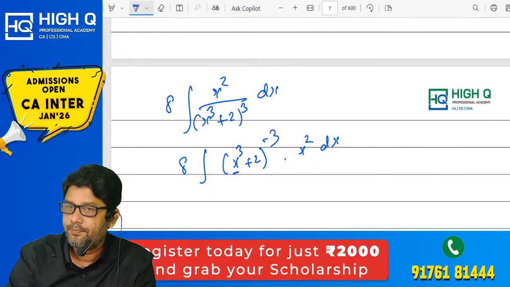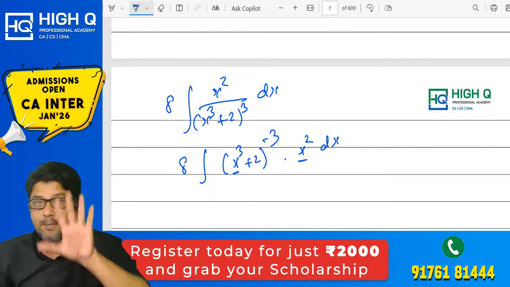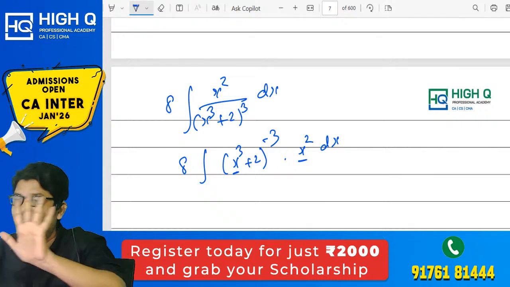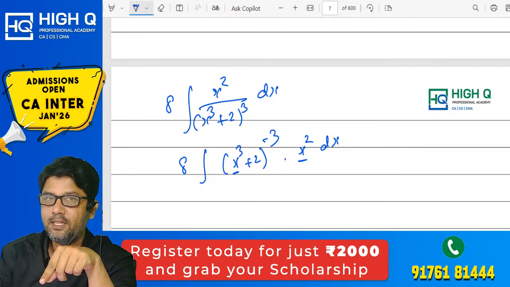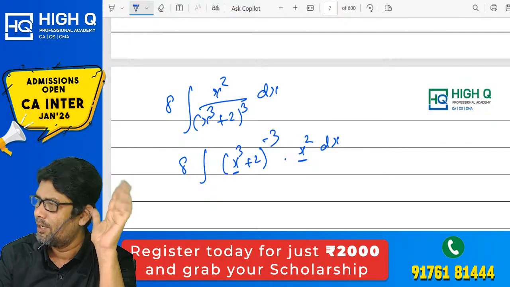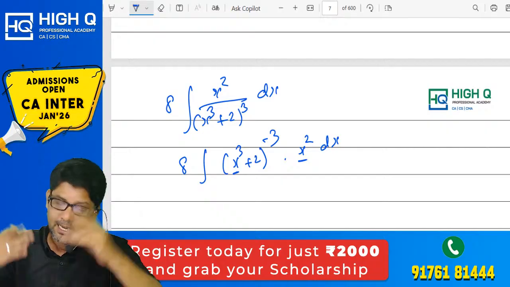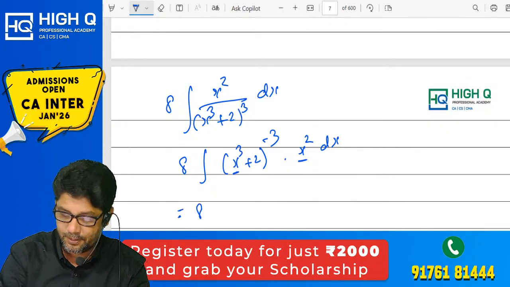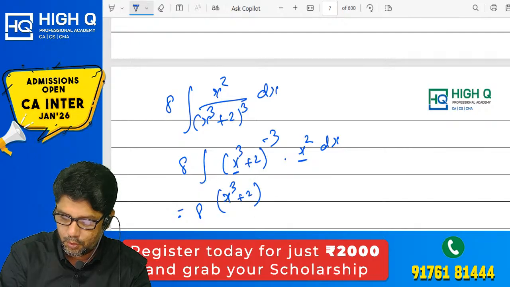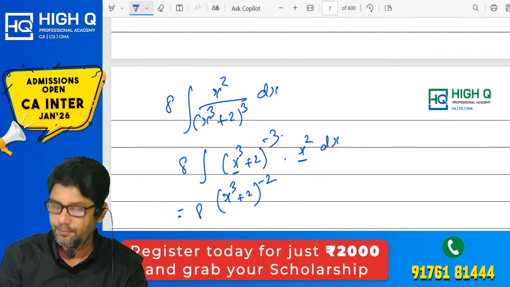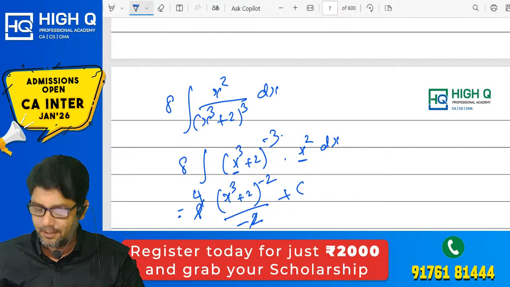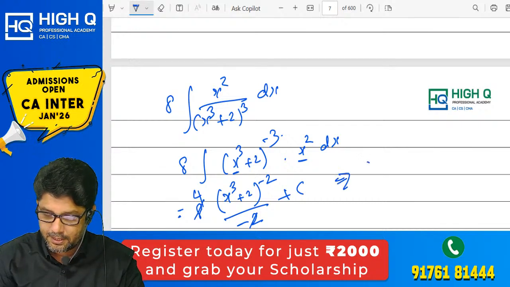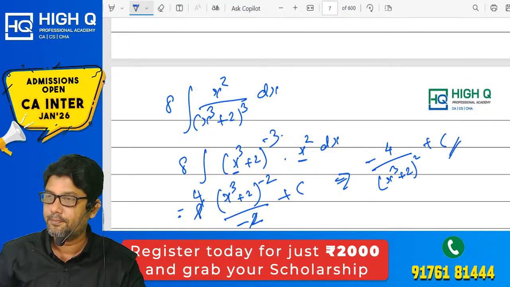Now, whenever this type of question comes, what to identify, I'll tell you. Within the bracket, what do you have? Outside, x square will be there. Within the bracket, x cube is there. Outside the bracket, x square. One x will get reduced. That's it. This is the format you remember. The actual method is substitution type, but no need to do substitution. Once you can identify this, answer is over. Look at this. Answer is (x cube plus 2) whole power minus 3 plus 1, divided by that, plus c. Answer over. So simply you can write, minus 4 by (x cube plus 2) the whole square plus c. That's it.